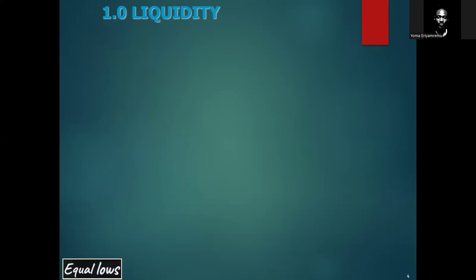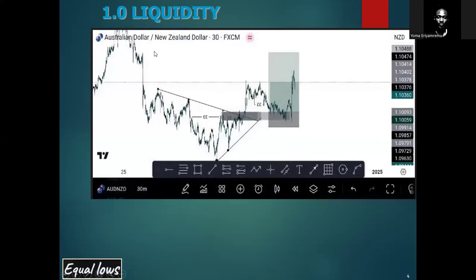Okay, so for equal lows, we have this Australian dollar, New Zealand dollar, 30 minutes time frame. And you can see that we are trying to identify our liquidity zones. Here, we have been saying that we're having a kind of sell-side liquidity, all right? And then we are having some equal highs here. But eventually, this order block played out, which was marked. And then we have this break of structure. Then we have this low, break of structure, another low, making an equal low. So you can see that.